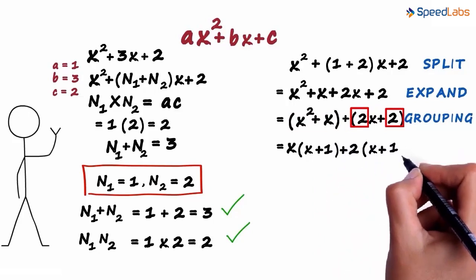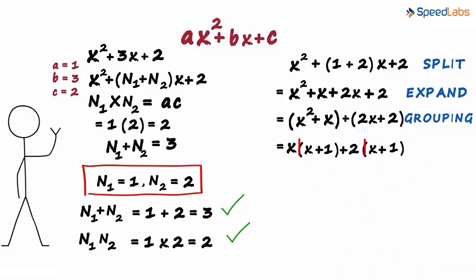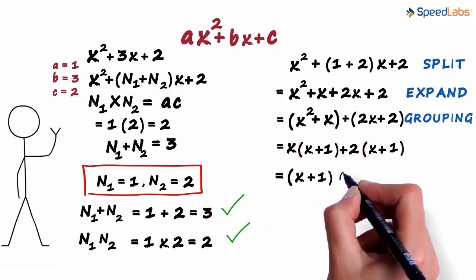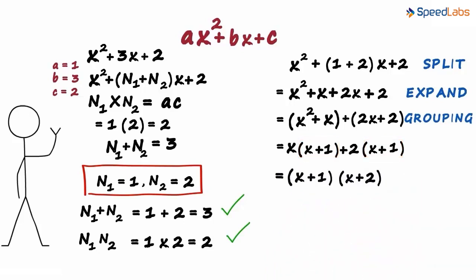by (x plus 1). Now it is clear that the binomial x plus 1 is common to both the terms. So we write (x plus 1) here and multiplied by (x plus 2). This reduces our final expression to (x plus 1) multiplied by (x plus 2).